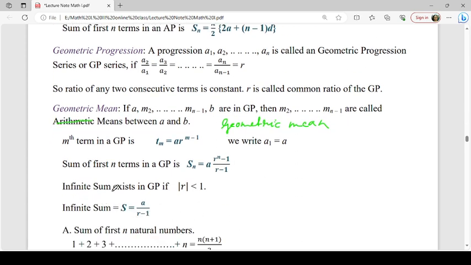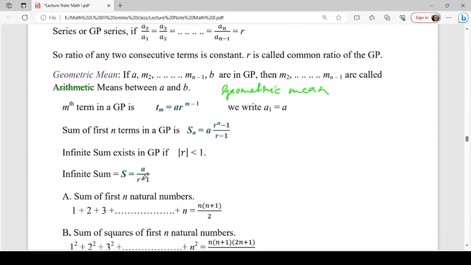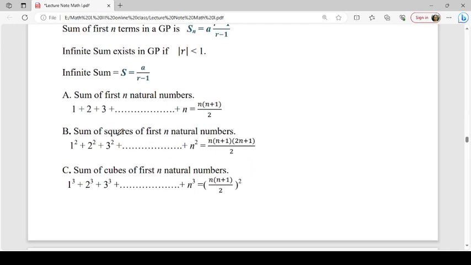Then the infinite sum we can define here, where n goes to infinity, provided the common ratio's absolute value is less than 1. So it's a proper fraction. So the infinite sum is given by this. As n goes to infinity, r to the power n goes to 0, like that. And these are for natural numbers.